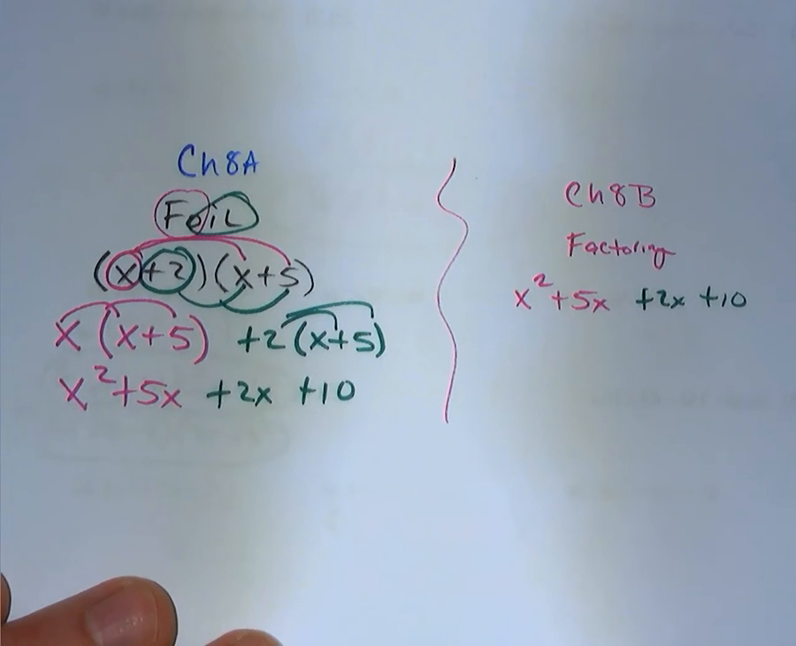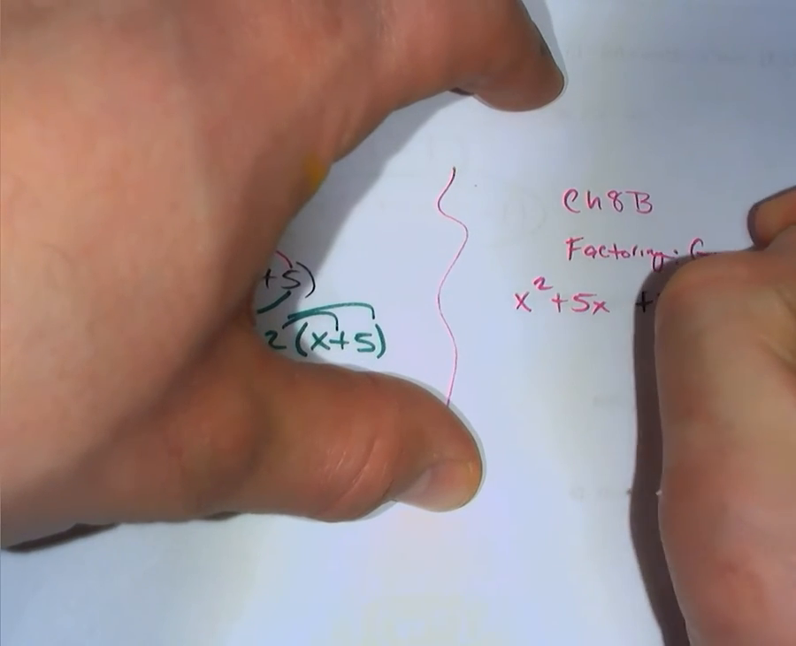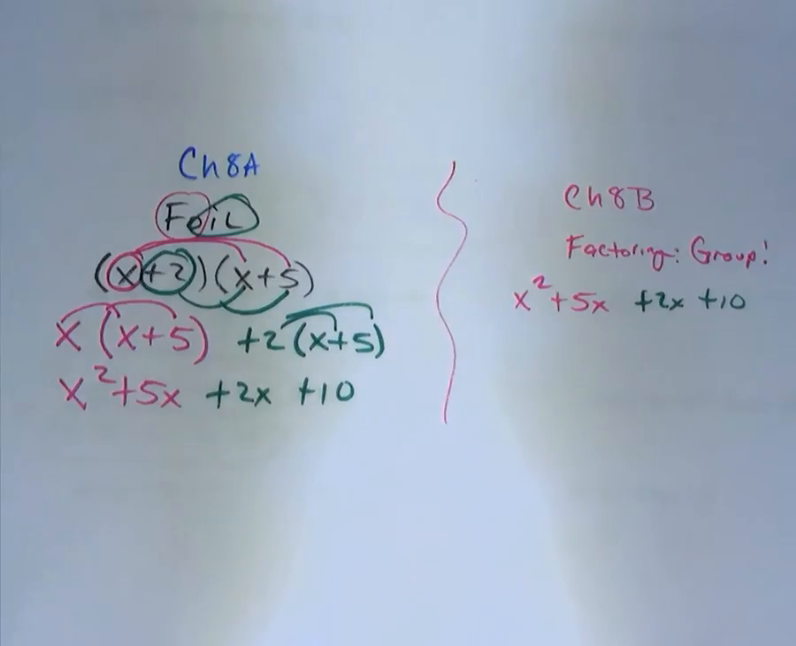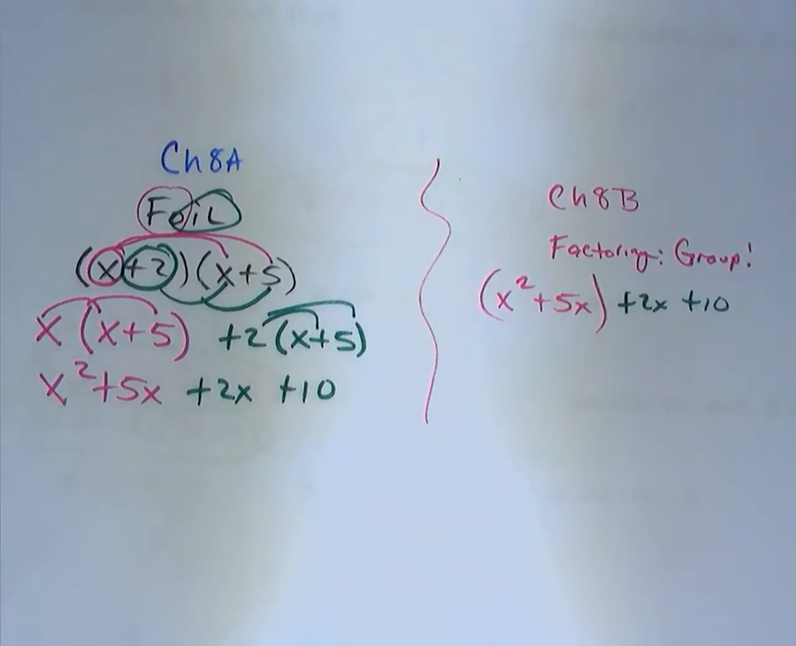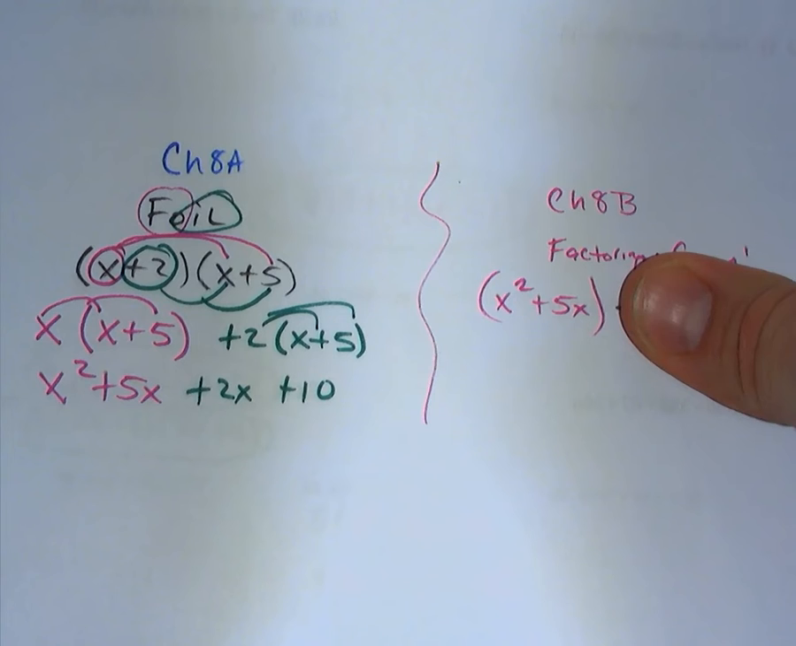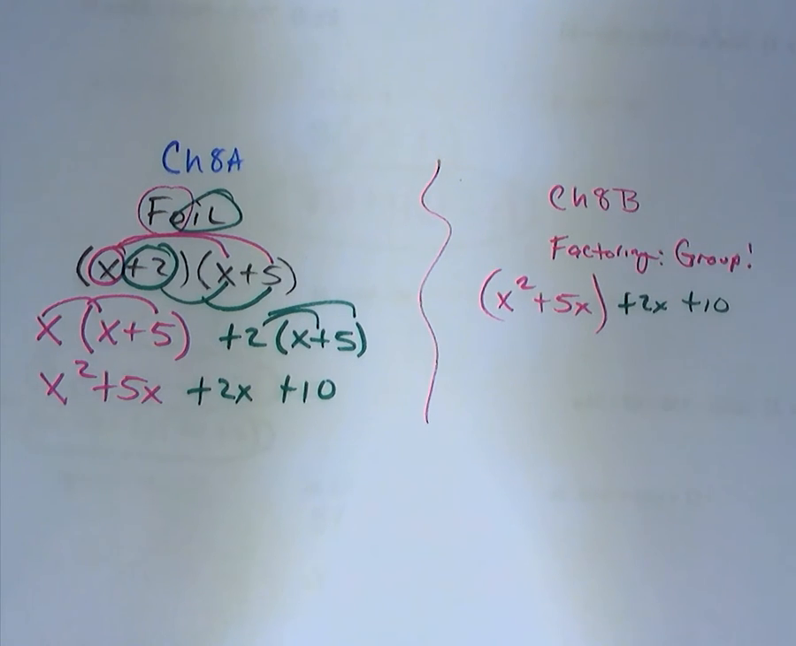So what we're going to do when we're factoring using the grouping method, we're going to group our terms together. So we're going to group the first 2 terms. I'm going to cover these guys up. I'm going to group those 2 together and say, hey, what's the GCF here? What do they have in common? X squared plus 5x, what's the GCF? Take out an x, I can take an x out.